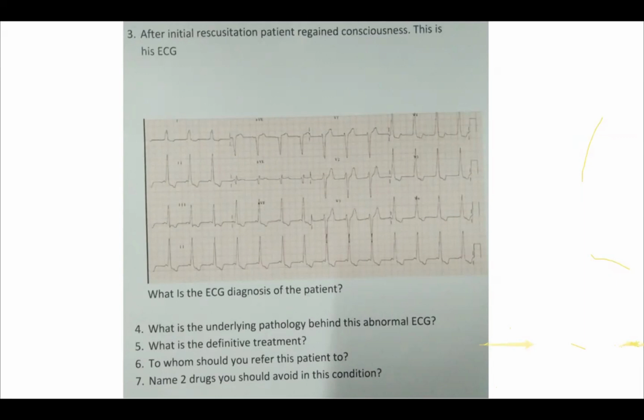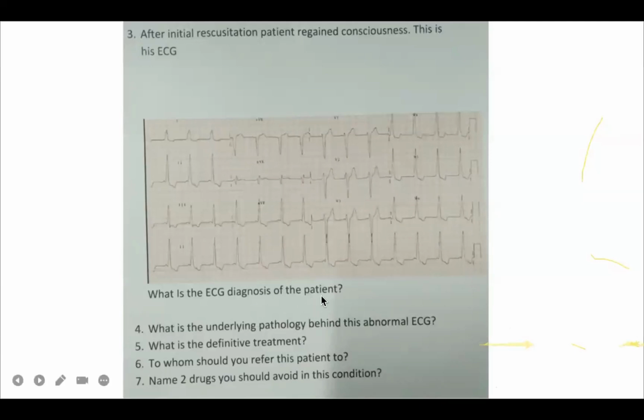Because you see the short PR interval and then the delta waves, right? Right. Okay. What is the underlying pathology behind this abnormality? Fast pathway is wrong. Yes? Accessory pathway. Accessory pathway, right? Because in the AV node also we are talking about fast pathway and slow pathway. So don't just say fast pathway, it's accessory pathway, right?